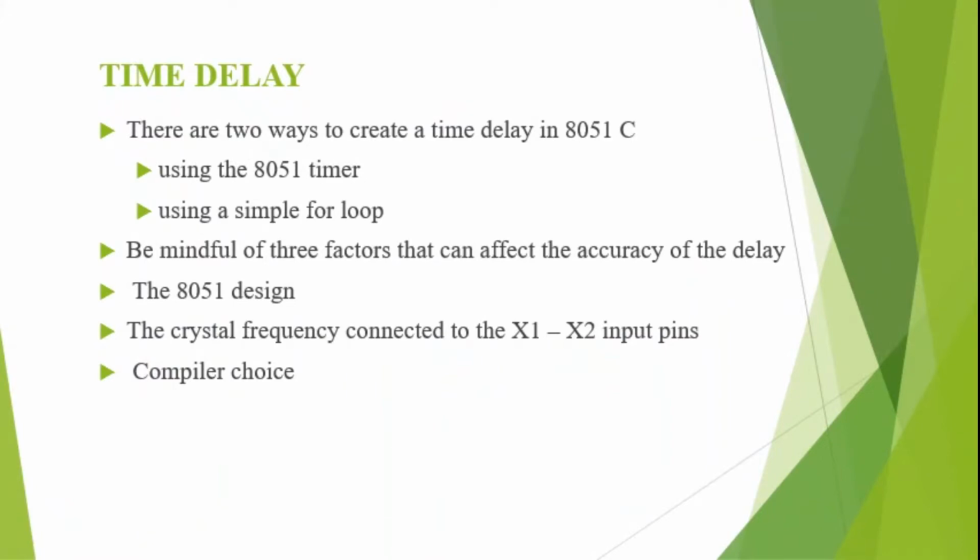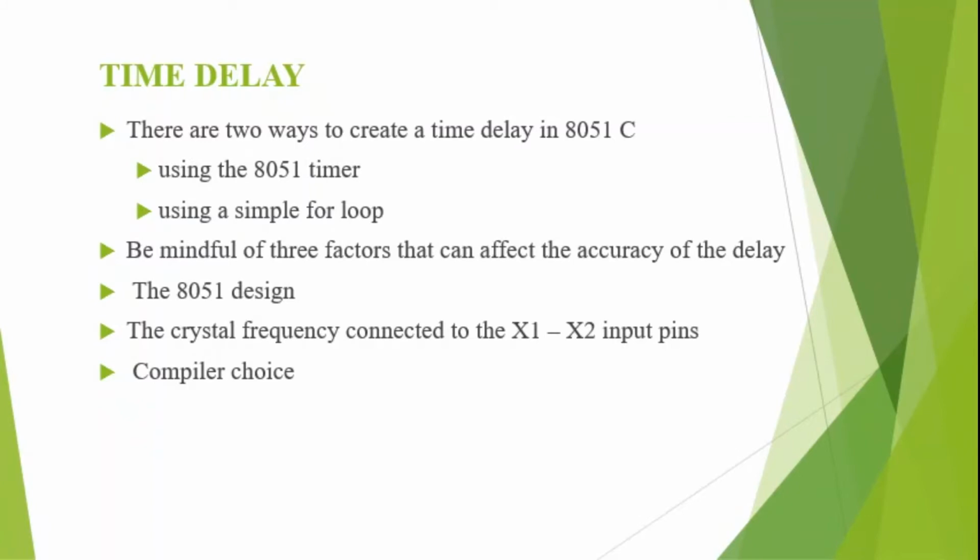Next topic is time delay. There are two ways to create time delay in 8051 C. One is using the 8051 timers and another is using a simple for loop. While we use the simple for loop, we have to consider three factors which can affect the accuracy of the delay. One is the 8051 design, in that we have to know the number of machine cycles and the number of clock periods per machine cycle. And then the crystal frequency which is connected to the X1 and X2 input pins.